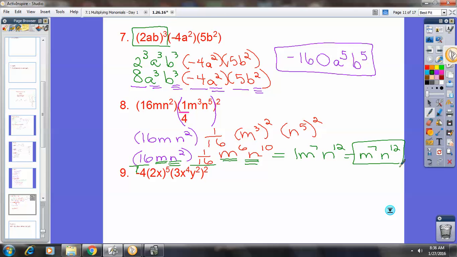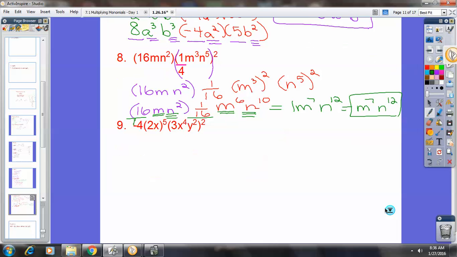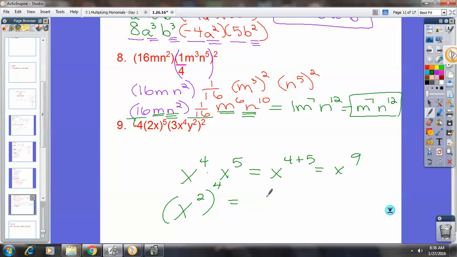Alright, I think I'm going to stop here for today. Guys, it's very important that you remember your rules. If you are multiplying two variables, x to the 4th times x to the 5th, that's when we add the exponents. But if we have a power and we're taking it to a power, we multiply 2 times 4. It's very important that you remember when you add and when you multiply, because eventually we're going to be using division and we'll subtract the exponents. So you've got to be able to keep these straight.